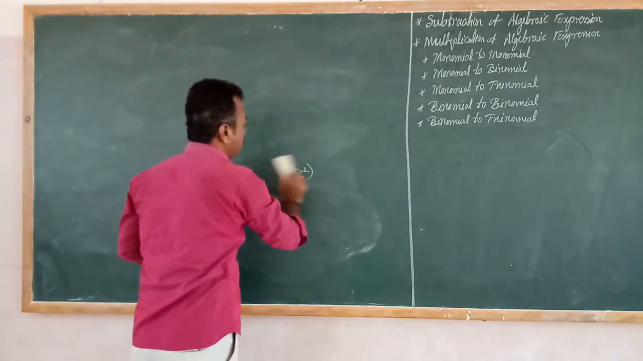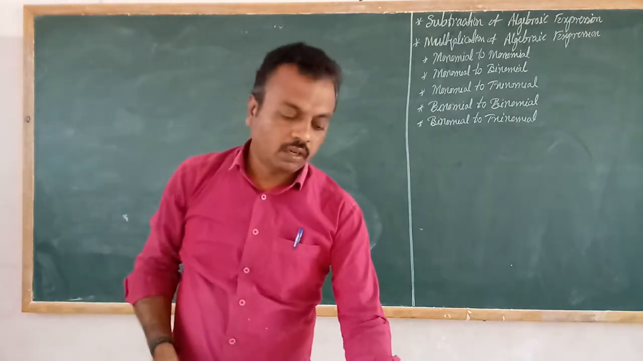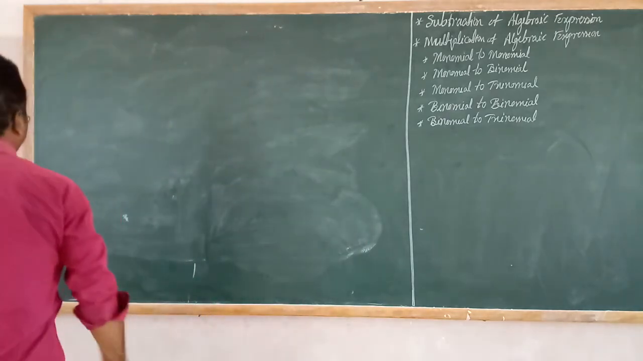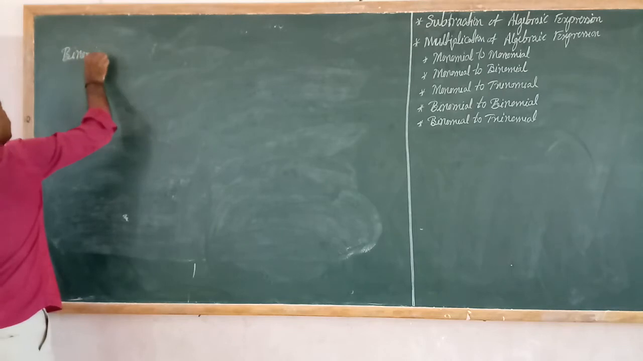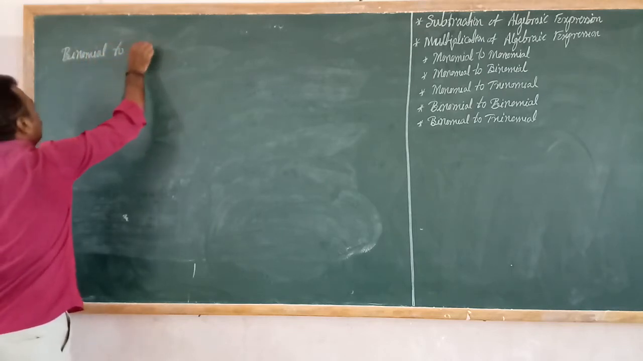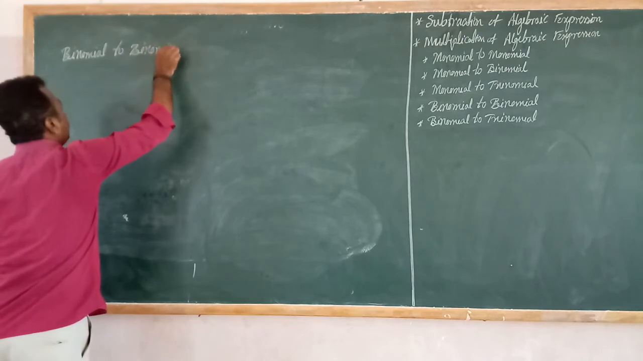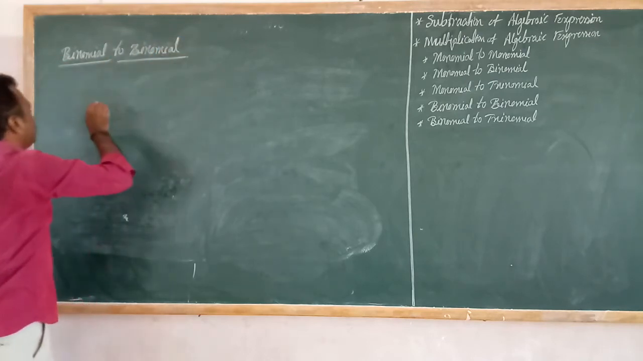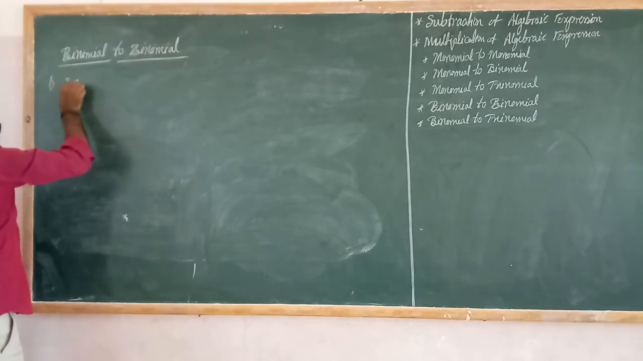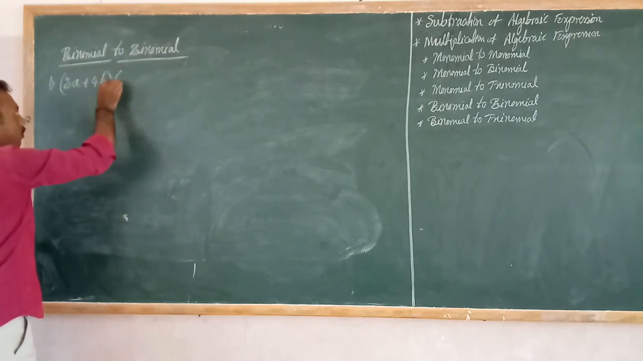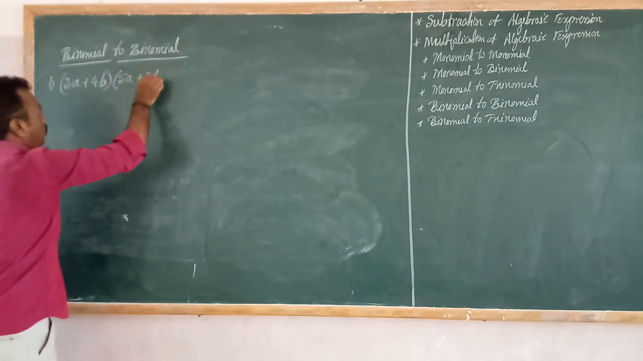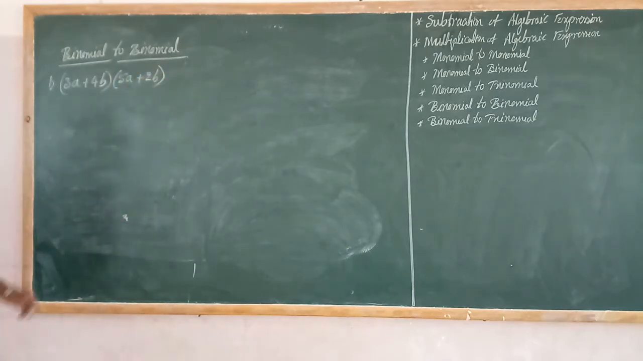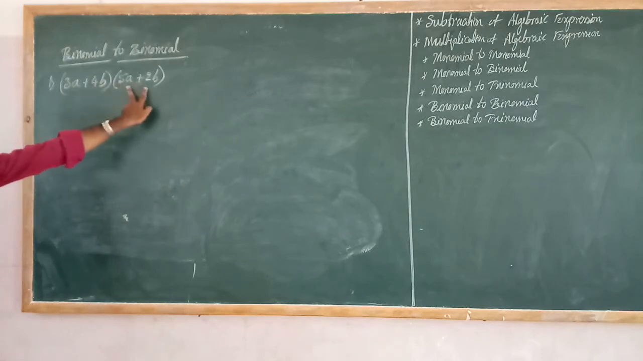So next one friends, binomial to binomial. How to multiply binomial to binomial? It is very important. See, binomial to binomial. Very important. Okay, so I will take one example. 3a plus 4b is one of the binomials. This binomial we should multiply by another binomial. I will take 5a plus 2b. Okay. So this is one of the binomials and this is the another binomial.